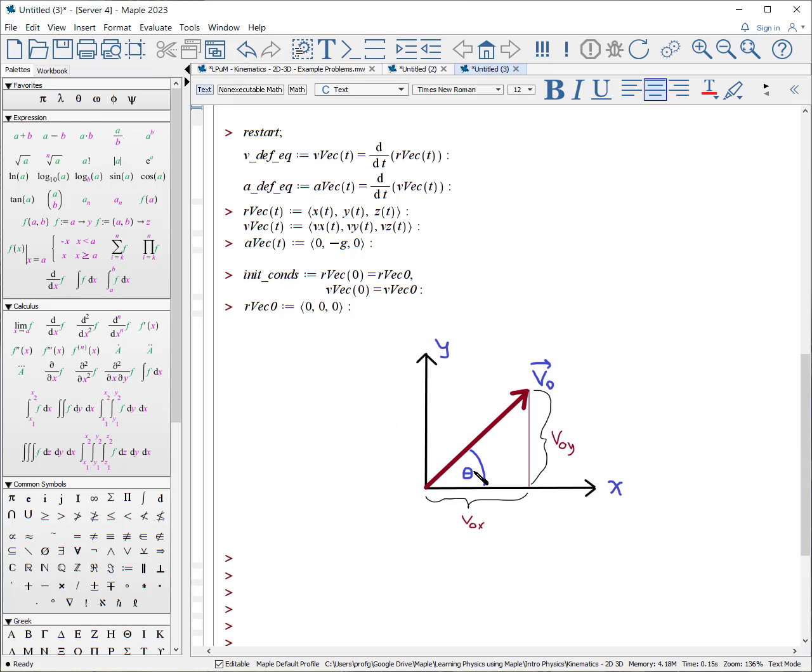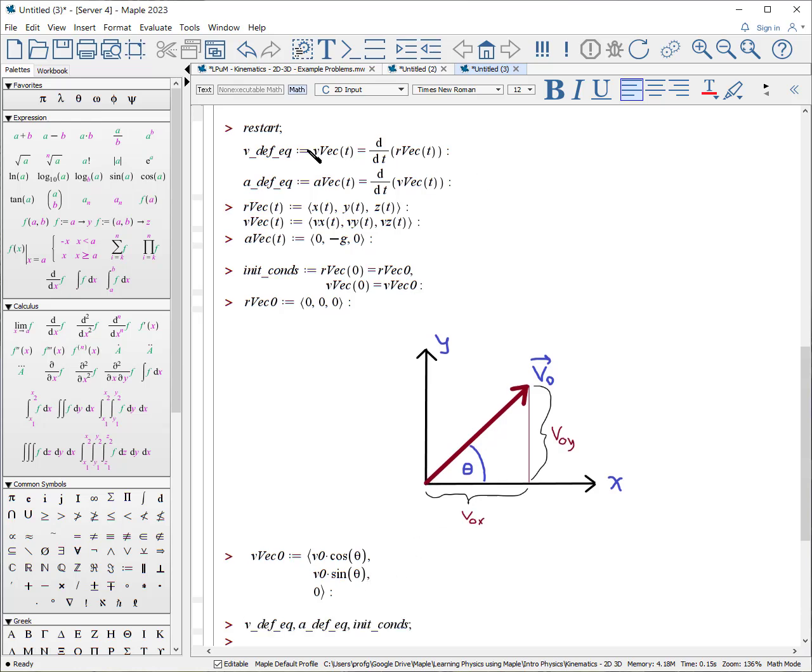It's theta. Looking at the geometry, we can write out the expression for the x component and the y component. The x component is the magnitude times the cosine of the angle. That's this component. The y component is the magnitude times the sine, because the sine is the opposite over the hypotenuse. The cosine is the adjacent over the hypotenuse.